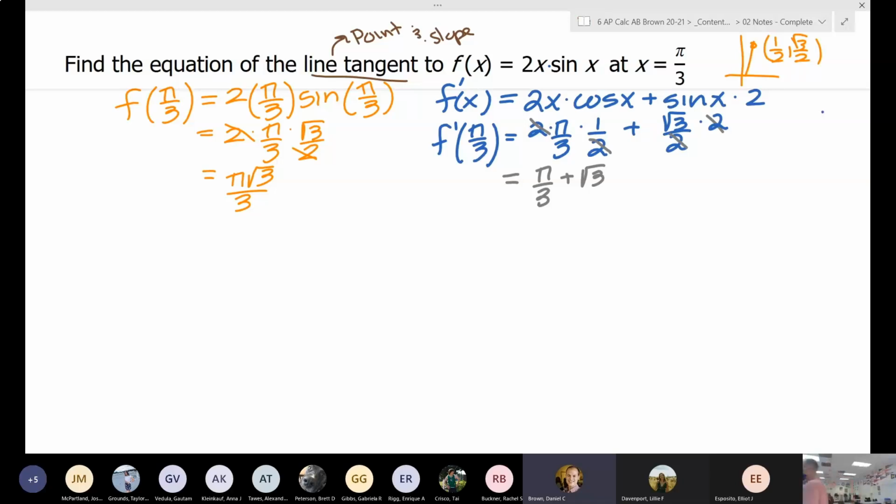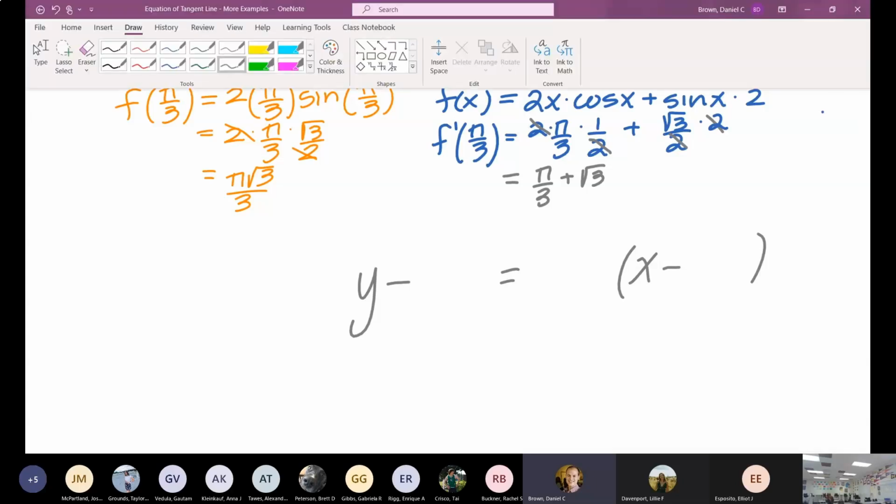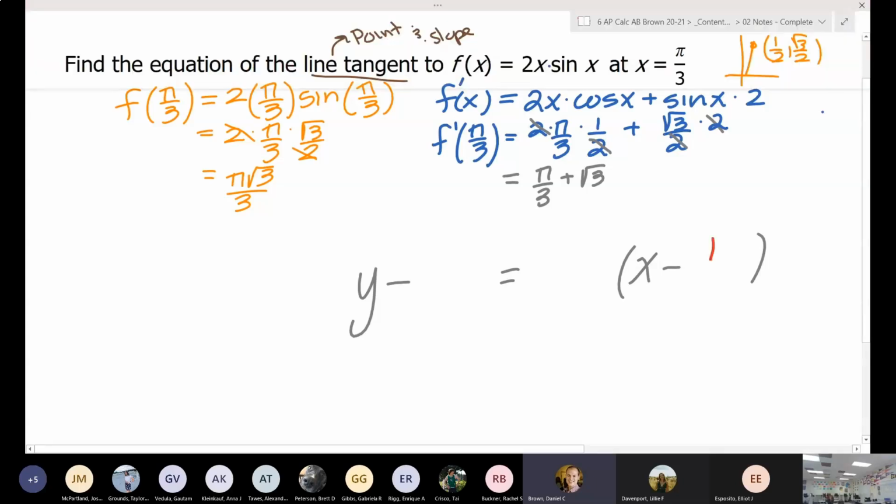So when I want to write the equation of the tangent line, we have y minus the y value is equal to the slope times x minus the x value. The x value we have the tangent line at is this pi over 3. The y value was pi root 3 over 3. And then the slope is this expression, pi over 3 plus root 3.